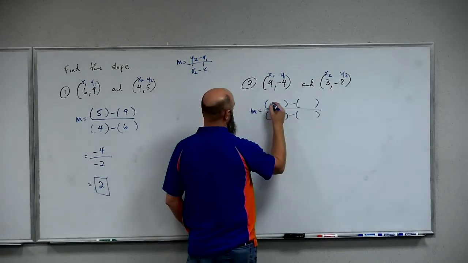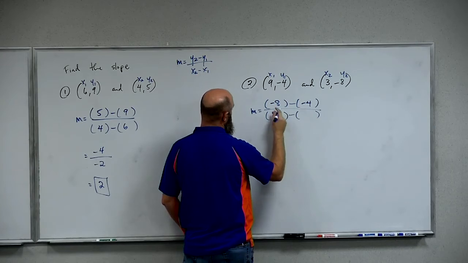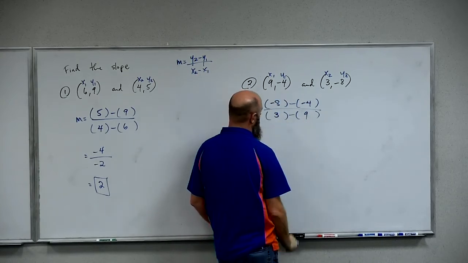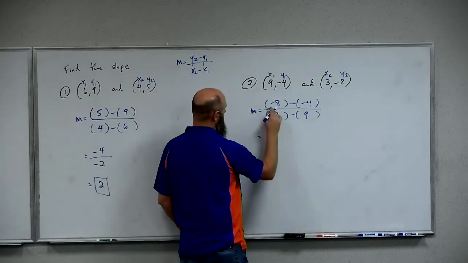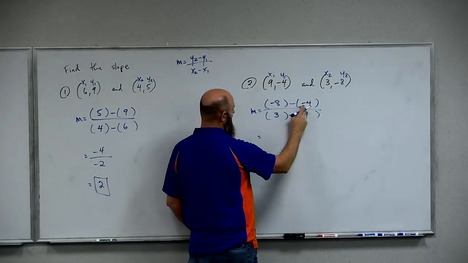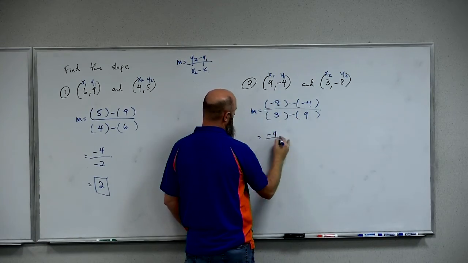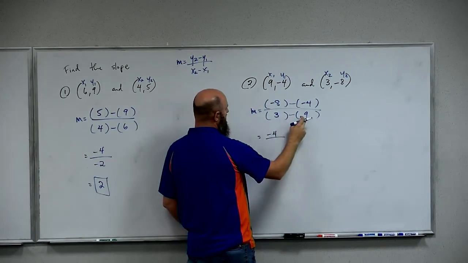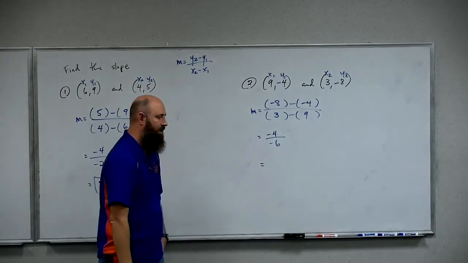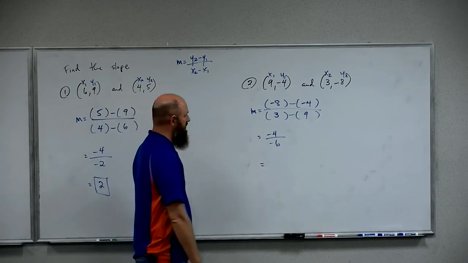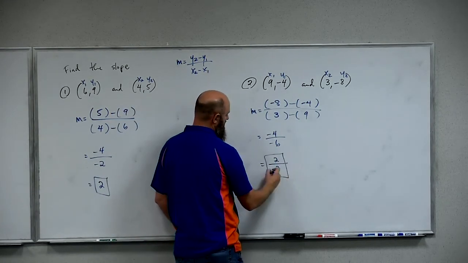All right, so y2 we say is -8, y1 is -4, x2 is 3, x1 is 9. So -8 minus -4. Minus a negative is plus. So -8 plus 4 is -4. 3 minus 9 is -6. So we need to reduce that. Negative over negative is a positive, and then 4 and 6 can be reduced by 2. So we get 2/3 for that one.